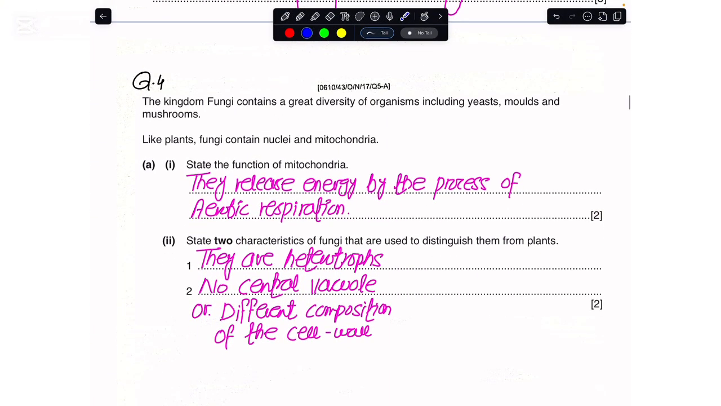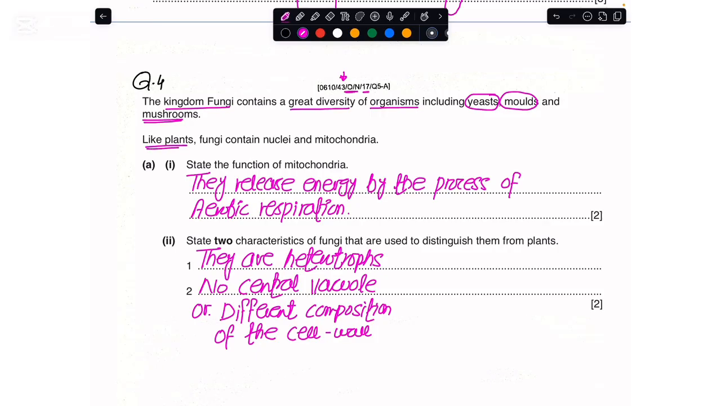Now moving on to question number 4. This came in the year 2017 again, in October November, variant 43. They say the kingdom fungi contains great diversity of organisms and includes yeast, molds, and mushrooms. Now we have a total of 5 kingdoms: animals, plants, fungi, protoctists, and then the fifth kingdom of bacteria, which we also call the prokaryotes.